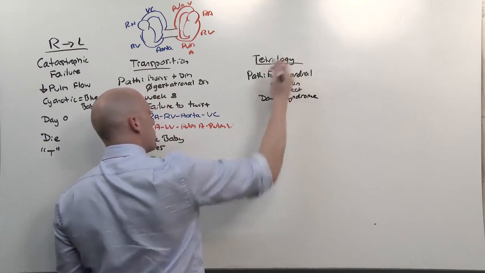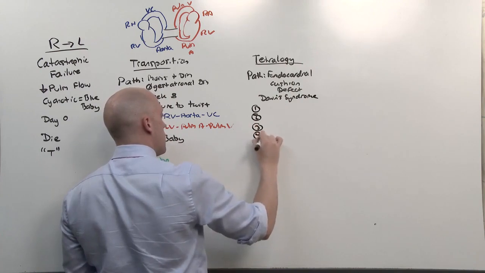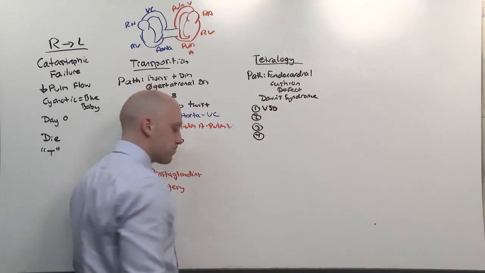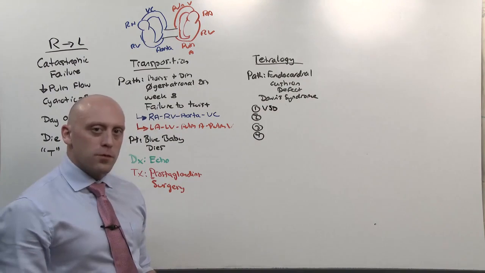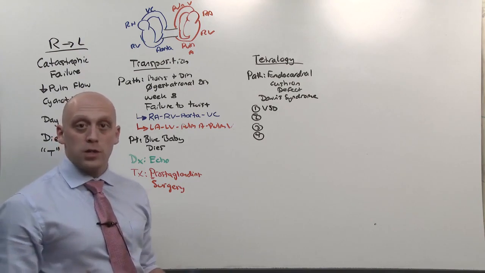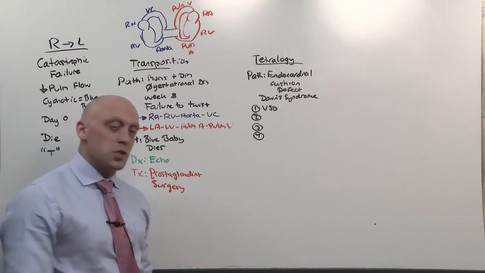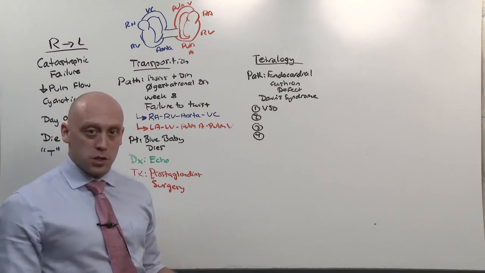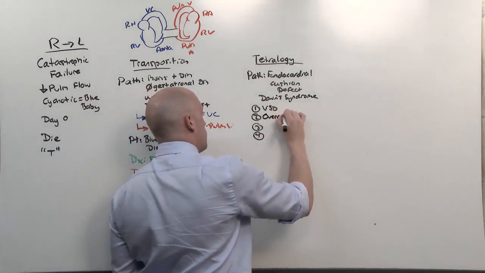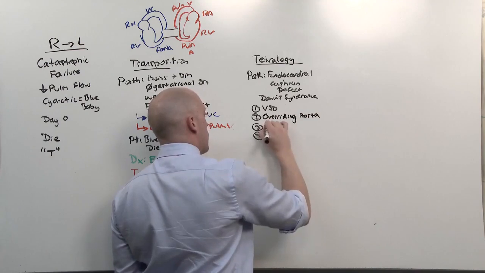Now it is a tetralogy, so there are 4 pieces to this. It all begins with a really large ventricular septal defect. And the opening for the aorta and the pulmonary artery are shared. Now the aorta is bigger and meaner, higher pressure. So it pushes the pulmonary artery out of the way of that shared space. That is the overriding aorta and the pulmonic stenosis.